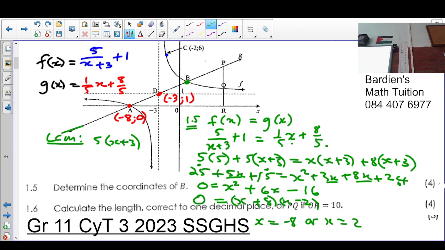We look at this graph of g. It's intersecting f at A and at B. And what do you notice about A? What's the coordinates of A? Negative 8 and 0. Hence, negative 8. You see that?